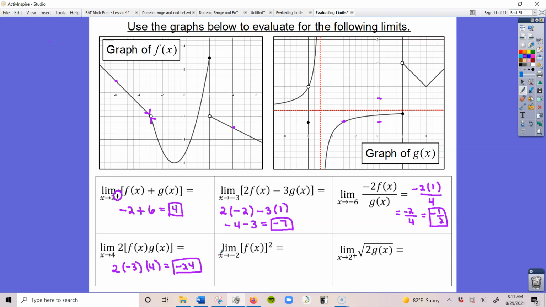Now we have the limit as x is approaching negative 2 of f of x squared. So remember, we're going to find this limit first, and then we're going to square it. So here's f of x, negative 2, which is negative 5. And then we square it. And negative 5 squared is positive 25.